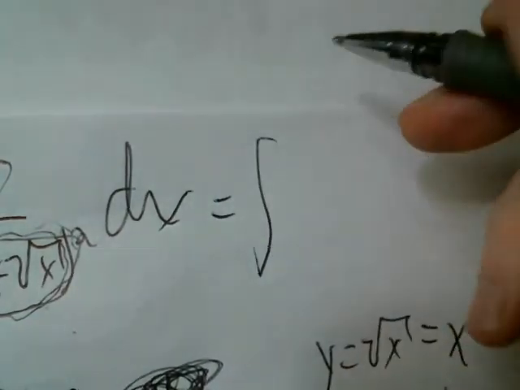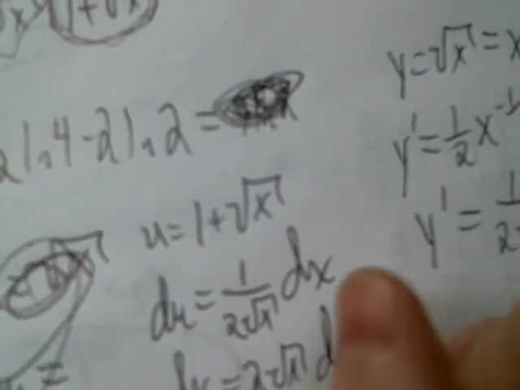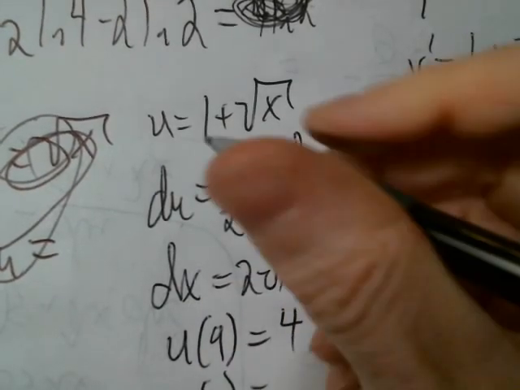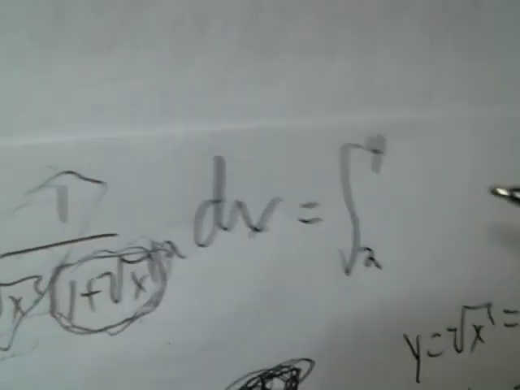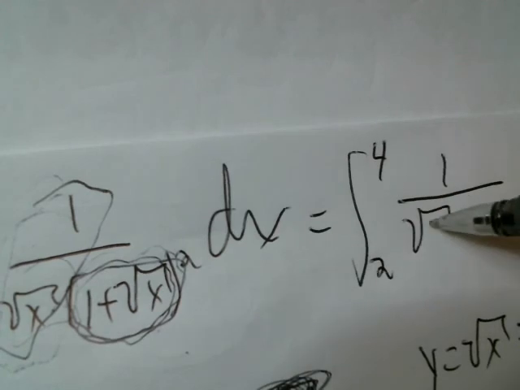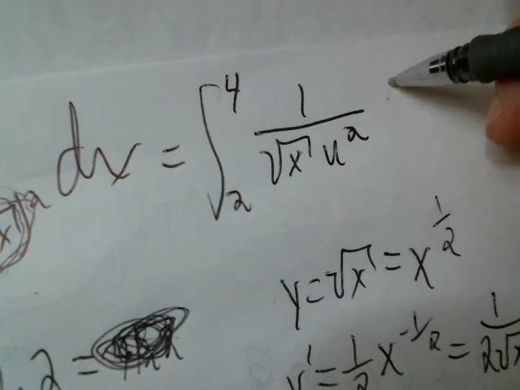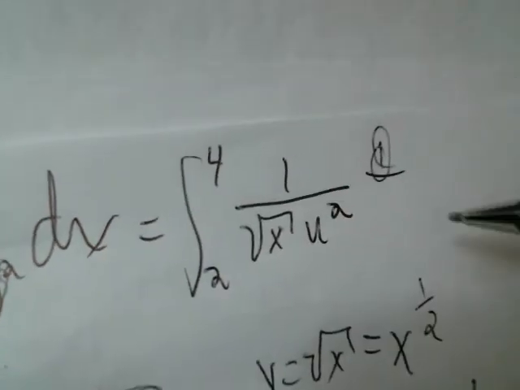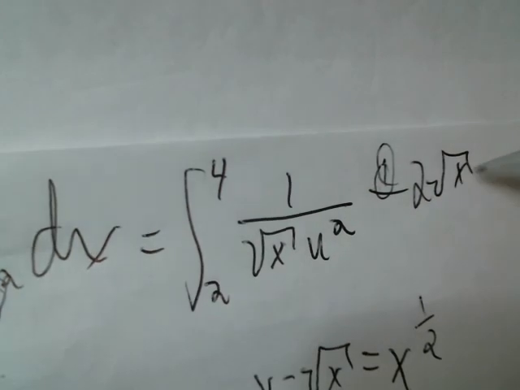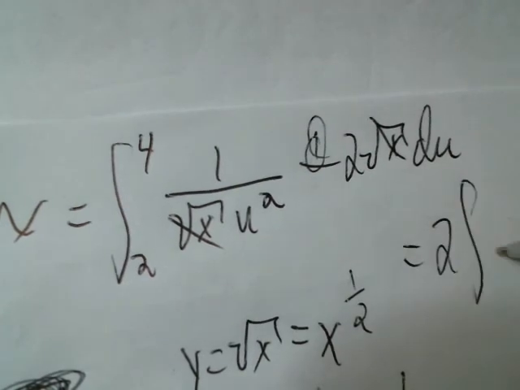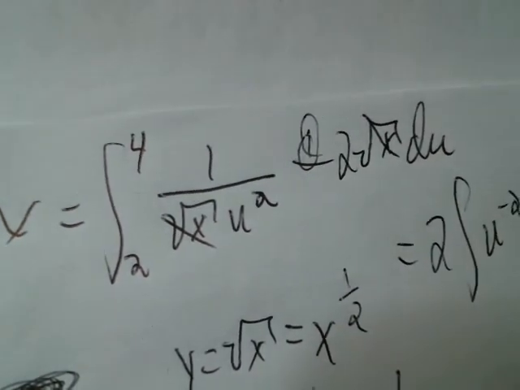So this would be the integral, and I'm going to go ahead and change the limits as well. For 9, u of 9 is going to be 1 plus 3 is 4. u of 1 is going to be 1 plus 1, which is 2. So I'm going from 2 to 4. And then I have 1 all over square root of x times u squared. And my dx now is 2 root x du. And then the root x's cancel, so I'll have 2 times the integral of u to the negative 2 du.